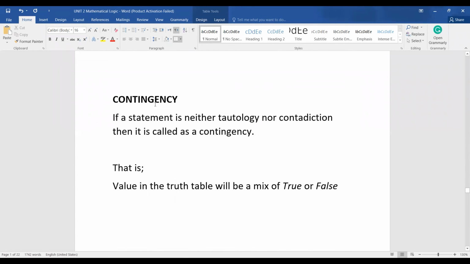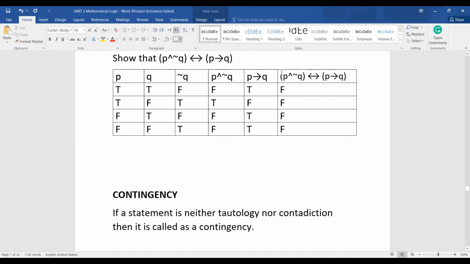Next, we have contingency. For contingency, the statement or the table is neither a tautology nor a contradiction. It means in the last column, we will have mixed true and false values. It won't be everything false like in contradiction, and it won't be everything true like in tautology. It will be a mixture of false and true values.